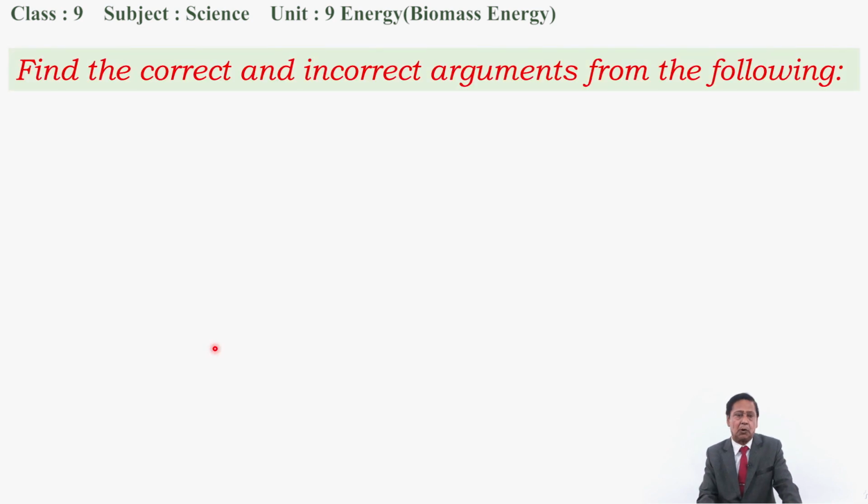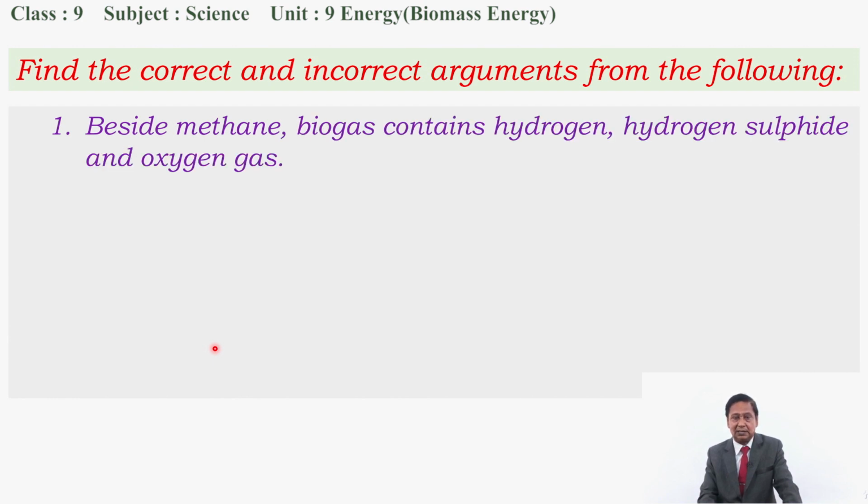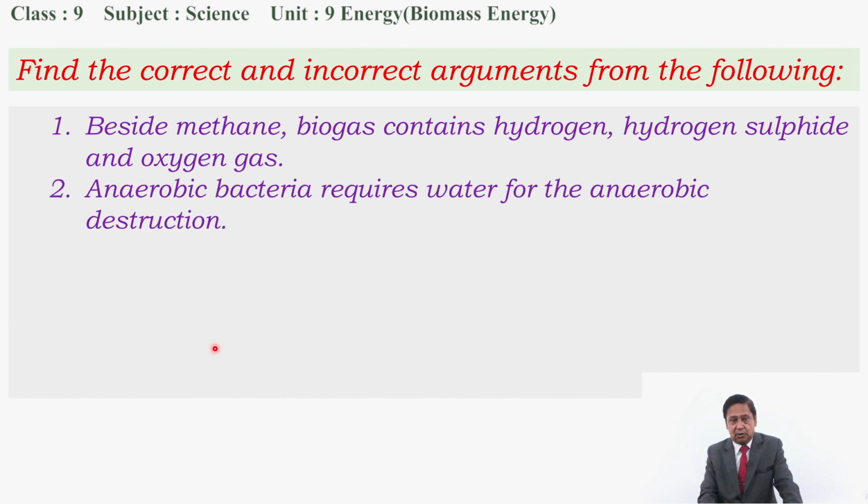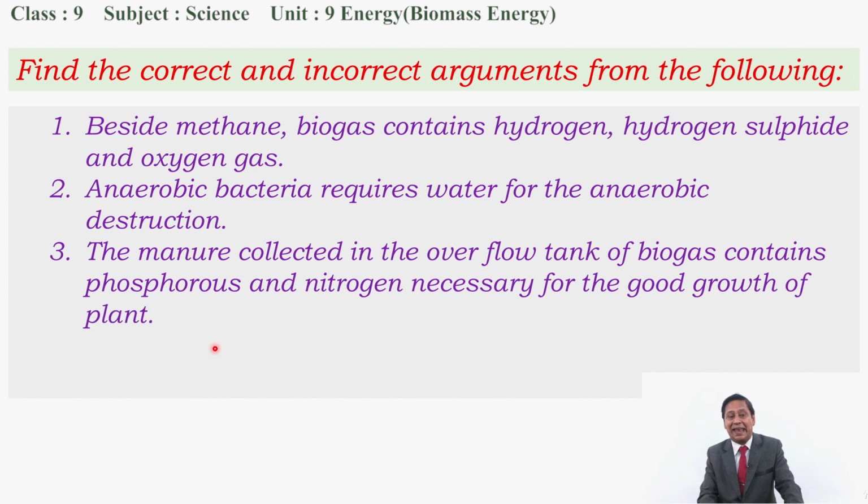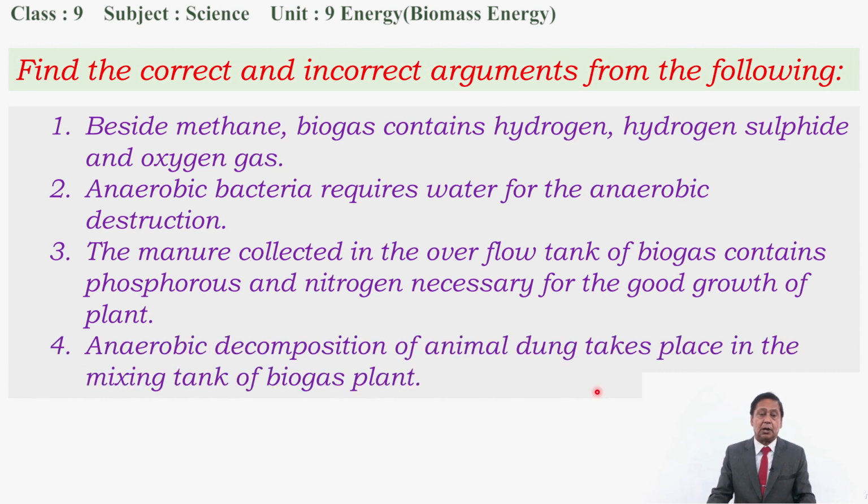Okay, in the same way, let's go through some other questions also. Find the correct and incorrect arguments for the following. One argument is: beside methane, biogas contains hydrogen, hydrogen sulfide and oxygen gas. Is this argument correct or not? Anaerobic bacteria requires water for the anaerobic destruction. Now think about this, is it correct or not? The manure collected in the overflow tank of biogas contains phosphorus and nitrogen necessary for the good growth of plant. Is it correct or not? Let's just think about this. An anaerobic decomposition of animal dung takes place in the mixing tank of biogas plant. Now looking at all these, we have to select the correct ones and tick them, and find the incorrect ones and cross them.